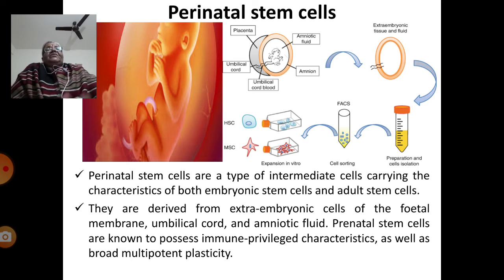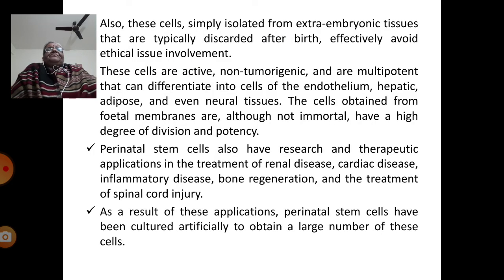So, these are perinatal stem cells, and these are isolated from extra embryonic tissues, as I was telling you, that are typically discarded after birth, and these cells are active, non-tumorigenic, they are multipotent and can differentiate into cells of endothelium, hepatic, adipose and even neural tissues. Okay? So, they have a high degree of division and potency.